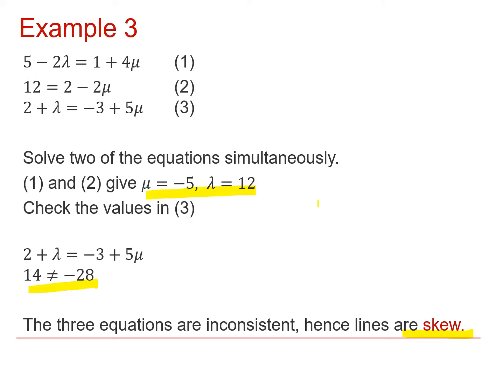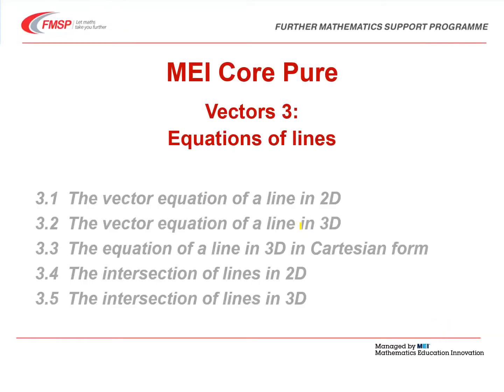So whether it's in 2 dimensions or 3 dimensions, checking whether or not the lines are parallel is a useful thing to do. However, if they're not parallel, you can still have in 3 dimensions lines which don't intersect because they're skew lines. That was the final video in the sequence Vectors 3 Equations of Lines.